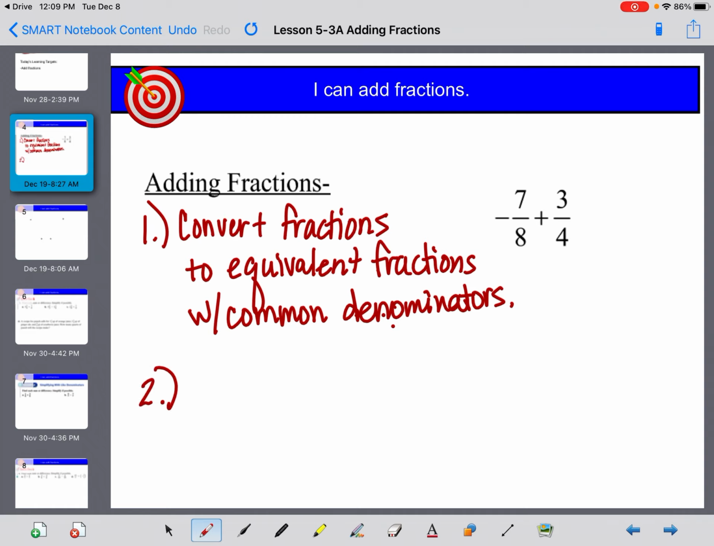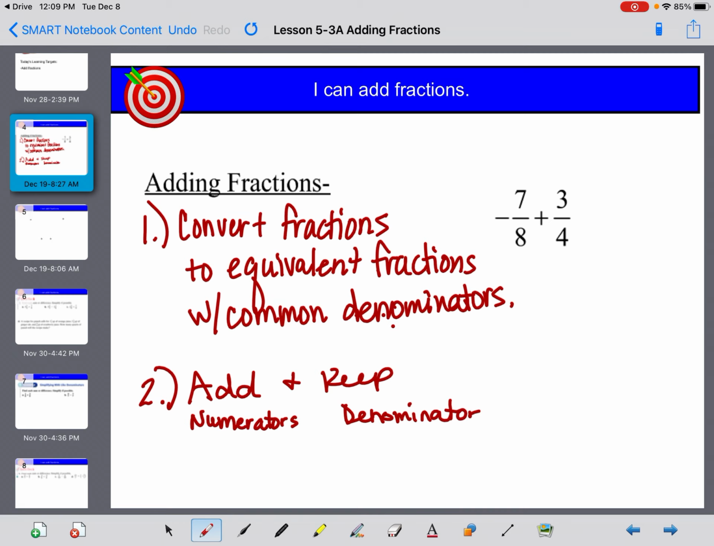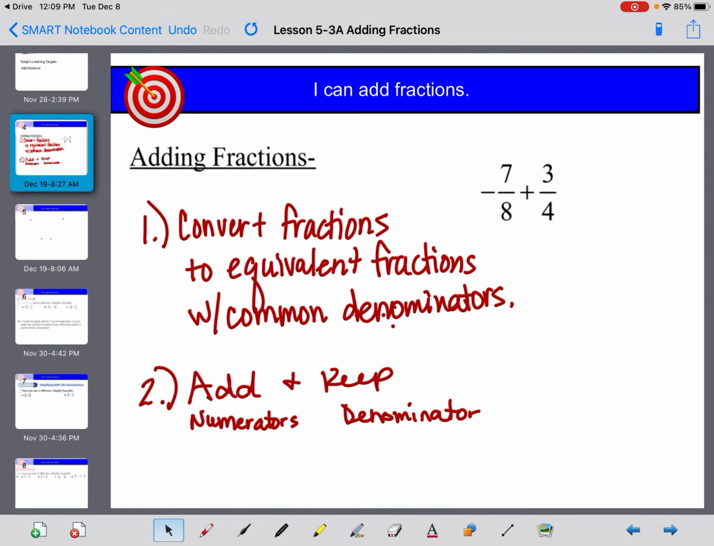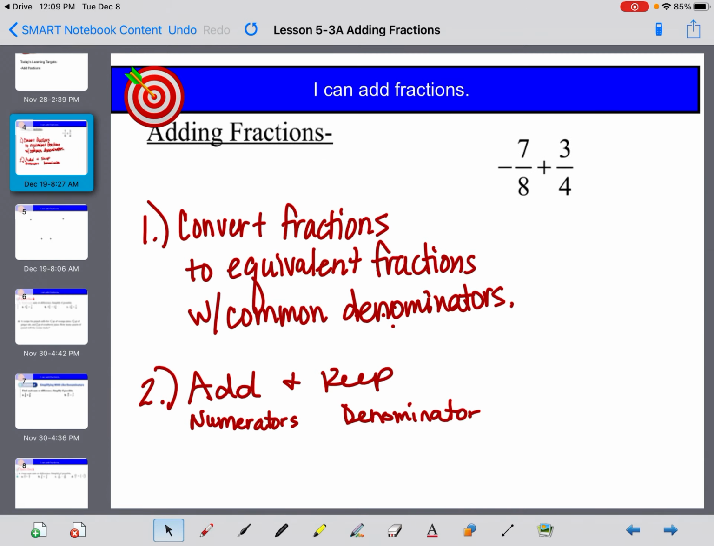Step 2, add and keep. So add the numerators and keep the denominator the same. Let's try this example.